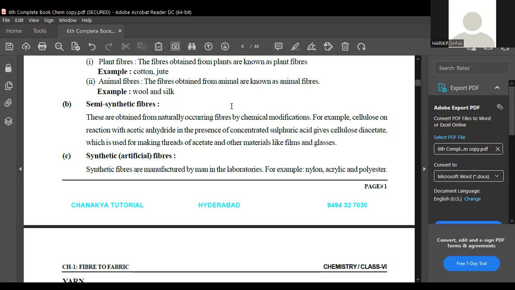Good. So that is what we said, right? Cellulose is already a plant product. Adding some chemicals to the cellulose will form the semi-synthetic fibers. So this concentrated sulfuric acid is the chemical that we are going to add to the cellulose. Cellulose is nothing but a plant product. Okay.